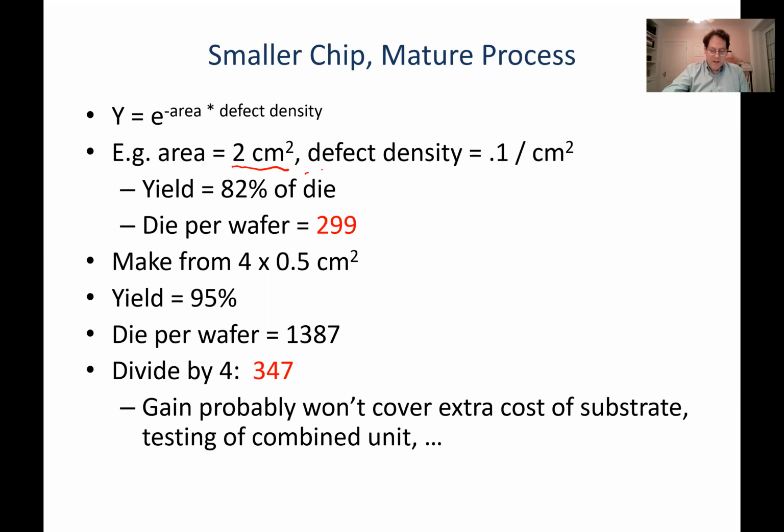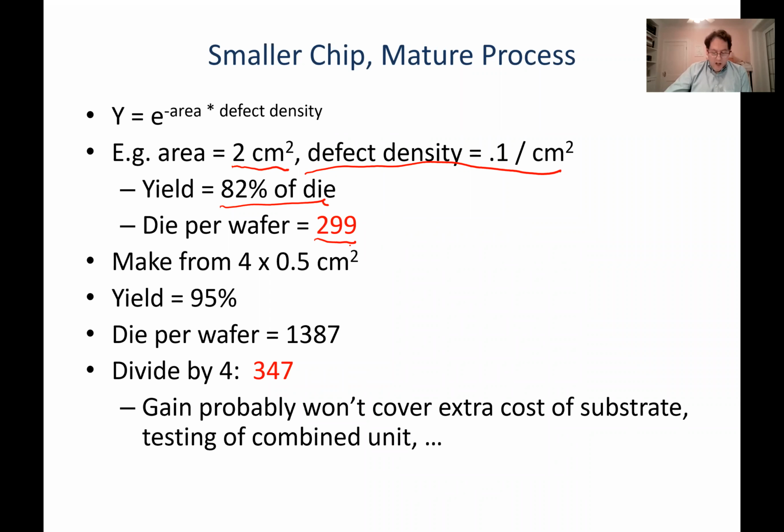And the defect density does improve pretty rapidly on these processes. So for a mature process that's really been tuned, a reasonable defect density would be like 0.1 per centimeter squared. If I run through the numbers with that, I get that 82% of my dice are going to work. And for a 12-inch wafer, I expect to get 299 working dice.